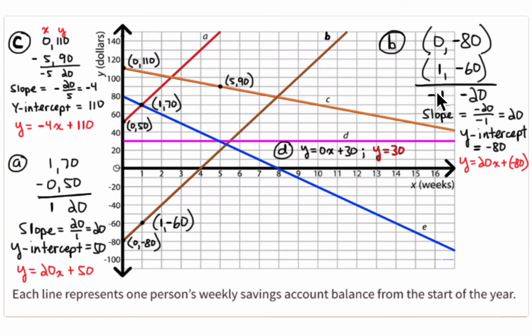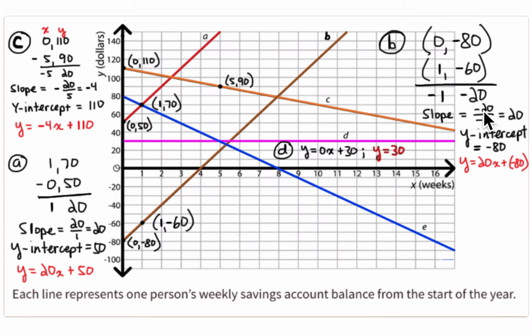0 minus 1 is a negative 1, and a negative 80 minus a negative 60, you can change that to a negative 80 plus a positive 60, so use the inverse operation, and the additive inverse of negative 60 is positive 60. So negative 80 plus a positive 60 equals negative 20. So both of these are negative, so negative 20 divided by negative 1 equals 20.